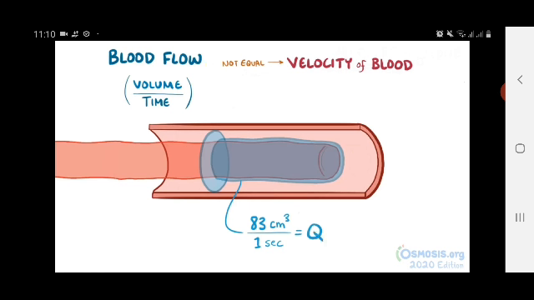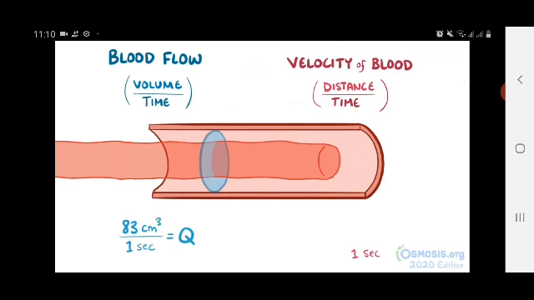Now, velocity, on the other hand, is the distance traveled in a certain amount of time. So maybe in that same 1 second, a red blood cell at the very edge here traveled a distance of 27 centimeters, meaning it would be moving 27 centimeters per second, represented by a lowercase v. Even though these aren't equal, they are related.